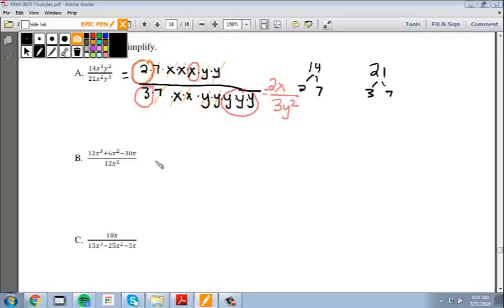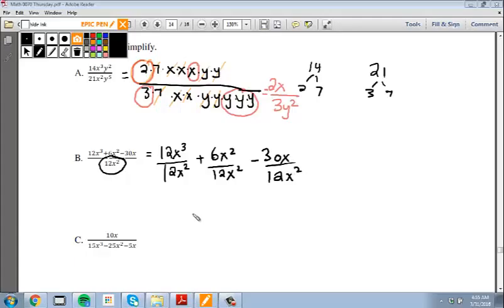Alright, B. 12x to the third plus 6x squared minus 30x over 12x squared. This one, you have to be careful because the monomial, or the one-term polynomial, is in the denominator. So I can actually split this up in a couple of ways, but one of them is just 12x to the third over 12x squared plus 6x squared over 12x squared minus 30x over 12x squared.